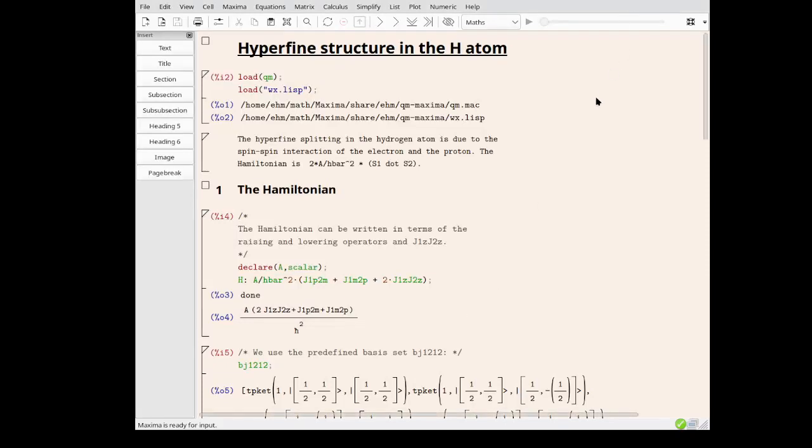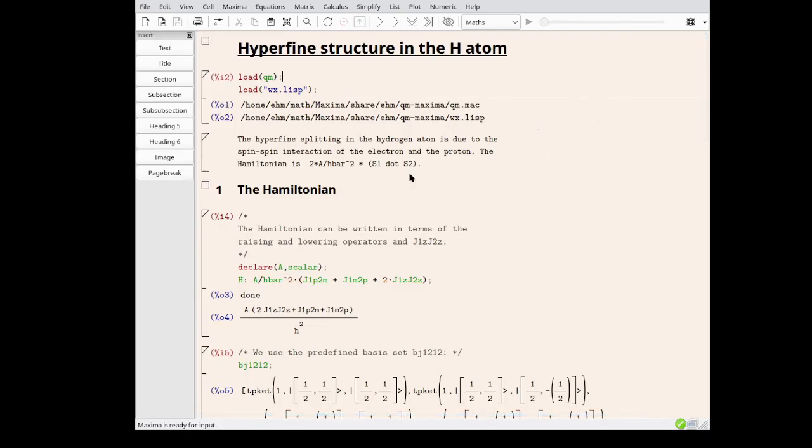In this example, I would like to show you how to calculate the hyperfine structure of the hydrogen atom using the package QM-Maxima. So to begin, we'll again load the QM package, which is with this command, and then also load wx.lisp because we are using wxMaxima.